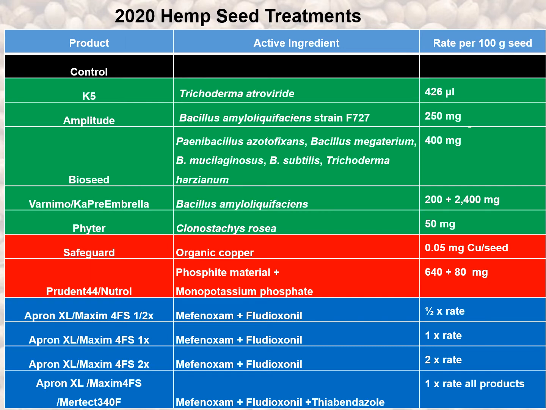So this is our list of 12 seed treatments that we have. Those in green are the biologicals. The first thing we have to do is test the seed treatment application rate. We want to ensure that there's no phytotoxicity from the seed treatments. Those in red are the biochemicals. Safeguard is an organic copper. The Prudent is a phosphate material. And then the group at the bottom in blue, Apron XL and Maxim, you probably recognize, as these are widely labeled on vegetables and field crops as seed treatments.